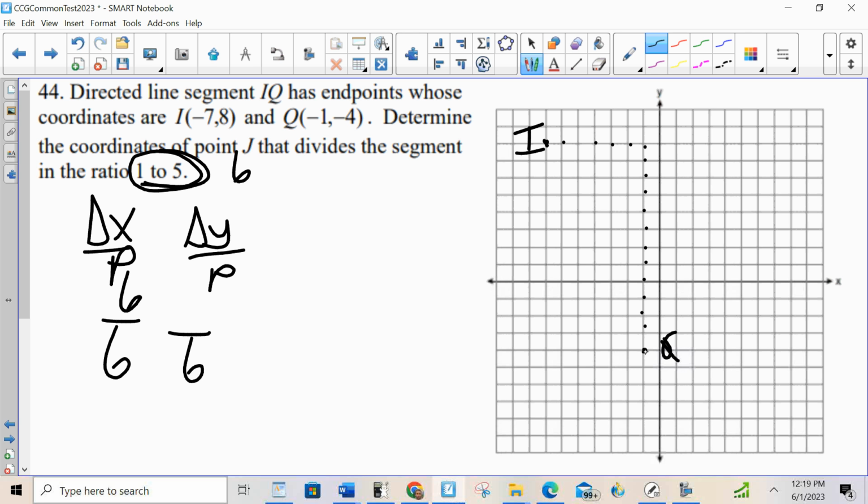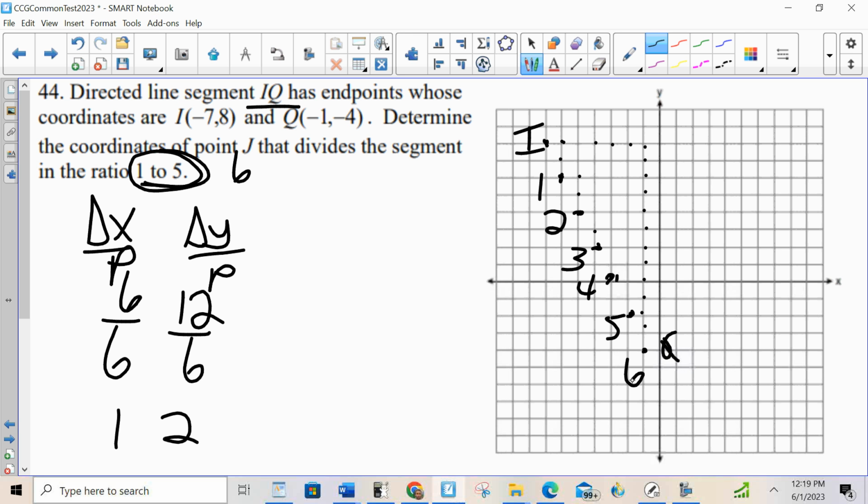You could also subtract to come up with those values, 1 and 2. So now I'm going to count 1 in the x direction, 2 in the y direction, and make a point. 1 in the x, 2 in the y. I keep on going until I end up at the other endpoint. IQ means I'm starting at I. I is 0, which makes this 1, 2, 3, 4, 5, 6.